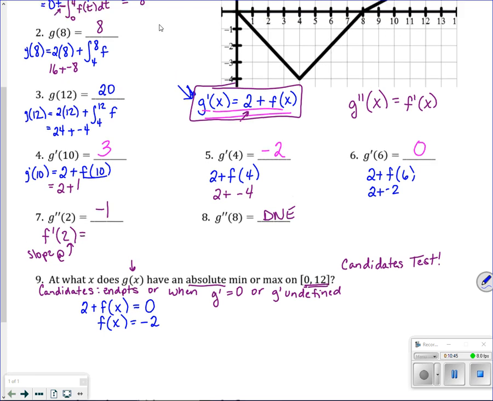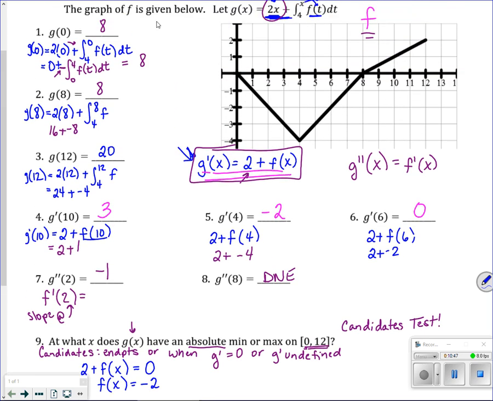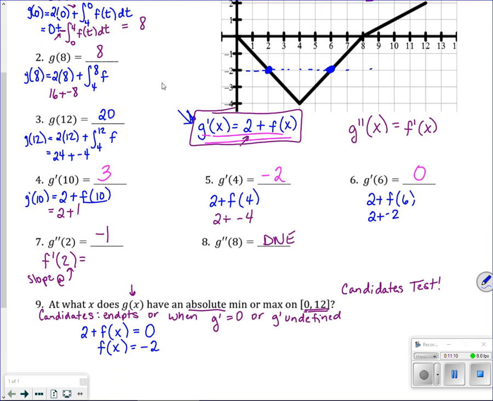Well, let's go back to my picture. Remember, this is the graph of f. So is there a place where the graph of f has a y value of negative 2? Well, yeah, there's a couple places, in fact, because negative 2 is right here. So there's 2 places, when x is 2 and when x is 6. So I have x being 2 and 6.